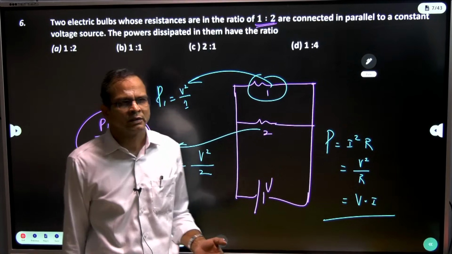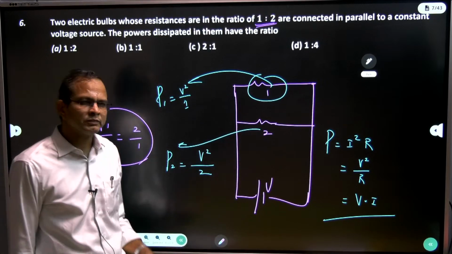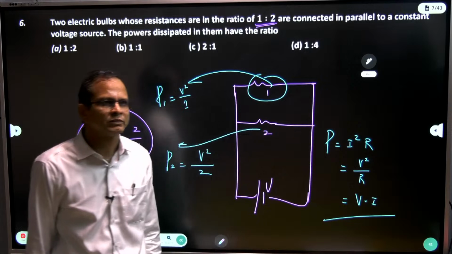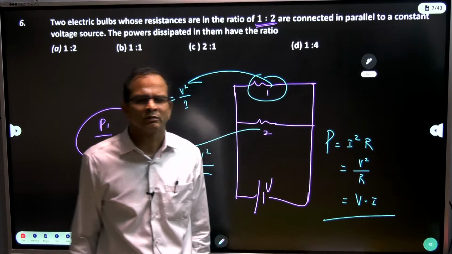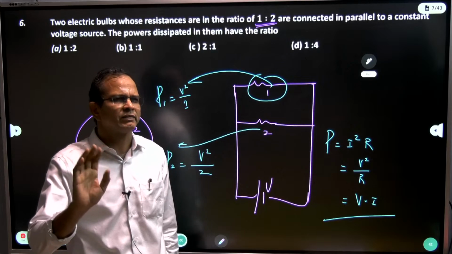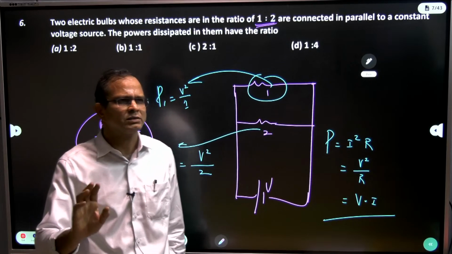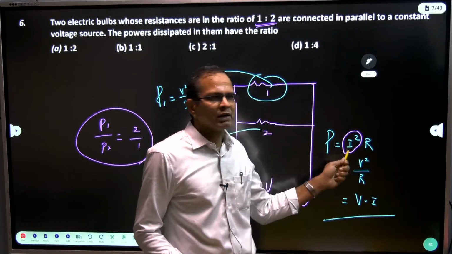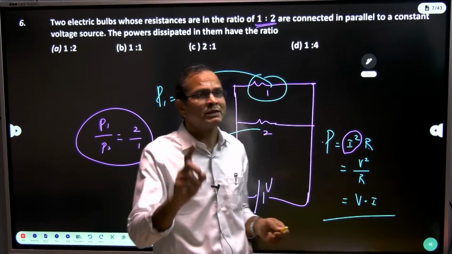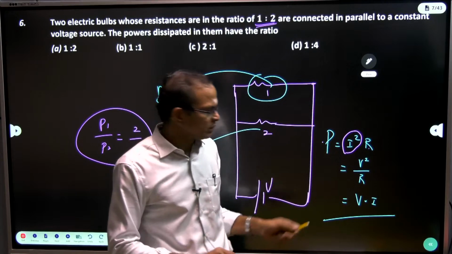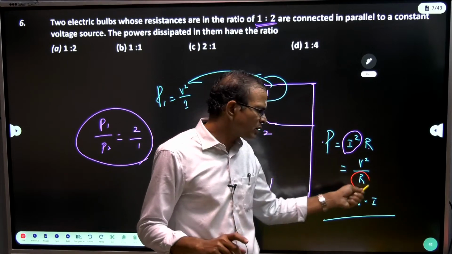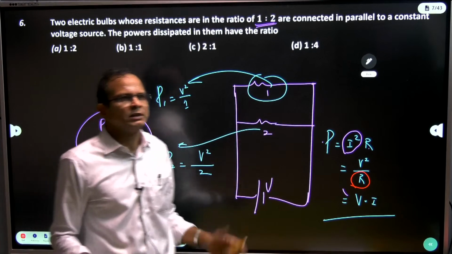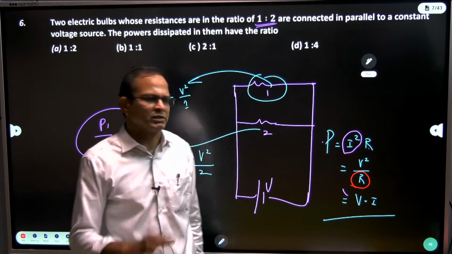There are two formulas, sir. One formula for power is V square by R. The other formula is I square R. So is power directly proportional or inversely proportional? No such question, because if the resistances are connected in series, current would be the same. At that time, power is proportional to resistance, provided they are connected in series. Power is inversely proportional to resistance, provided they are connected in parallel. So based on how they are connected, the answer would change.